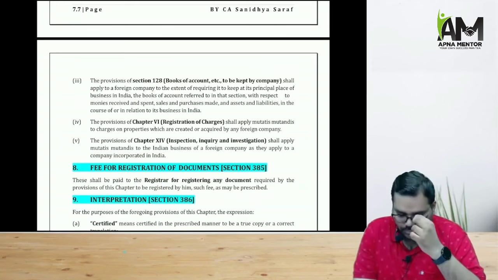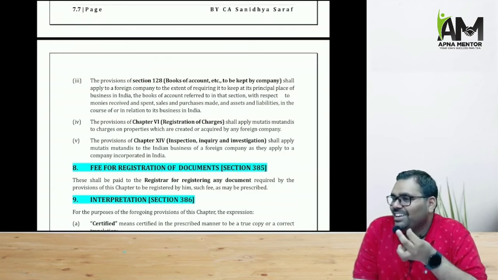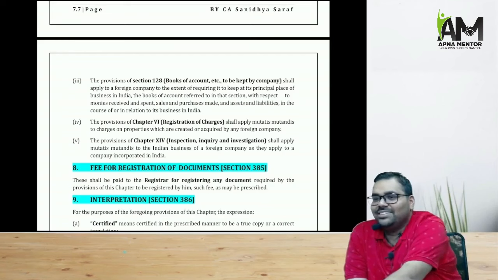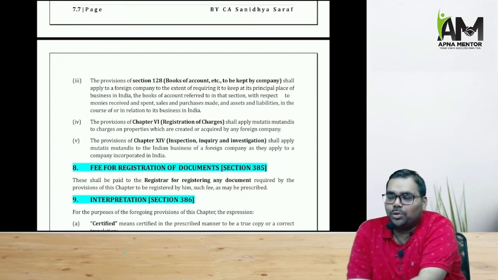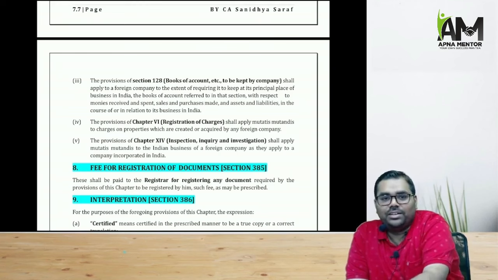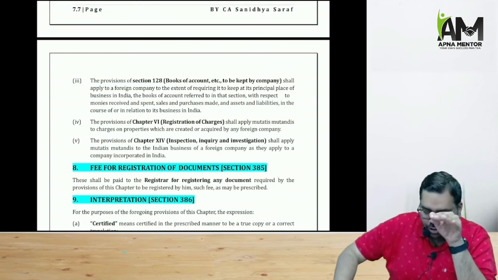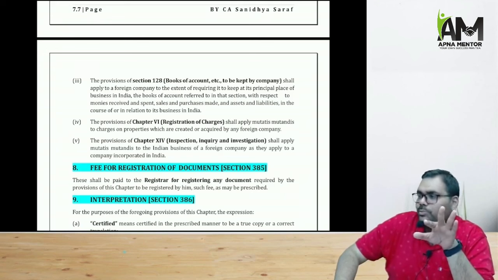Huh? Oh, you are doing some garbar. You are doing something wrong in your business. Then ROC will also have the power to inquire, investigate. Central government will also have the power to inquire, investigate. So the chapter of inspection, inquiry, investigation will also be applicable to you.